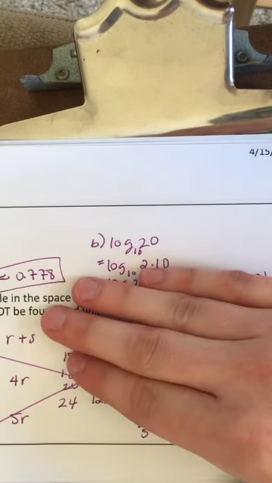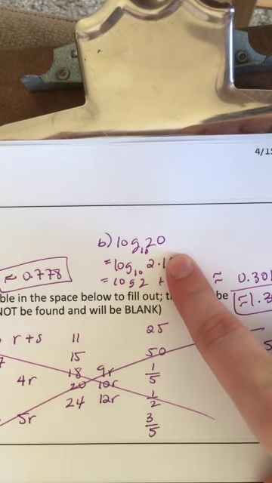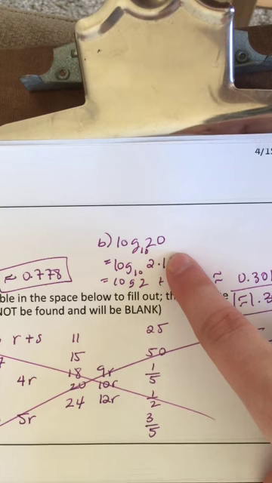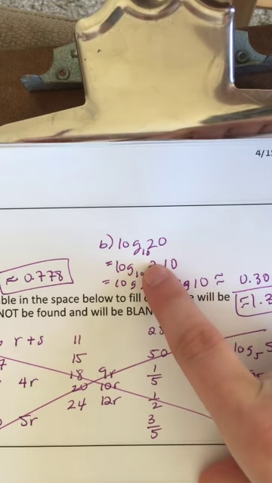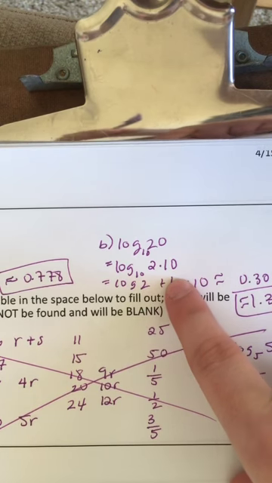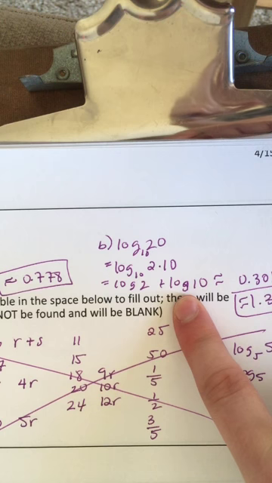For part B, it's the same exact thing. I see the 20. I know it's 4 times 5, but I don't have any 5s in there. But it is base 10, so use the base to your advantage. And I can break this into 2 times 10. So again, use the product theorem, break it into the summation.